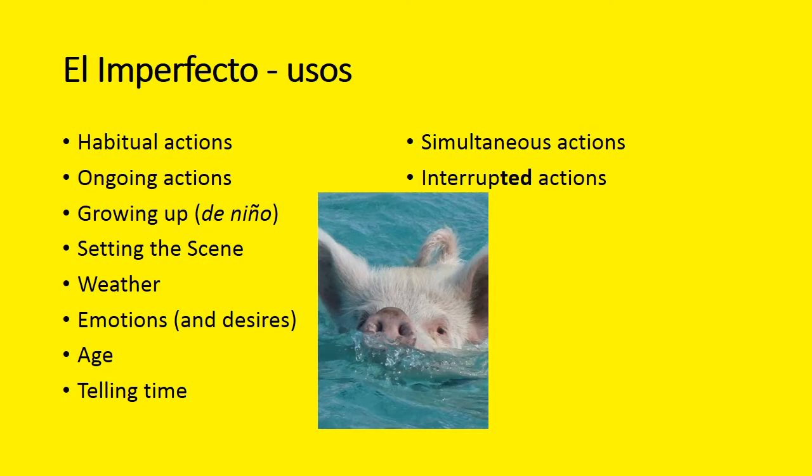The imperfect tense is used to talk about habitual actions, things that happen more than once, ongoing actions, things that are still happening to this day, growing up, like expressions like de niño, setting the scene or describing the scenery, weather, emotions and desires, age, telling time, simultaneous actions, so two things happening at once, and also interrupted actions. We'll talk about interrupted actions later.